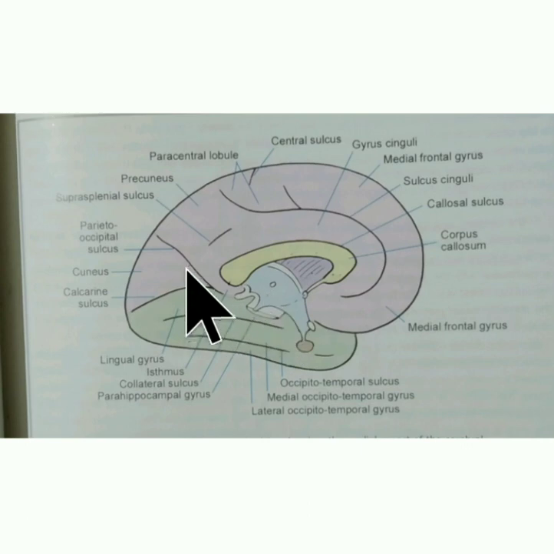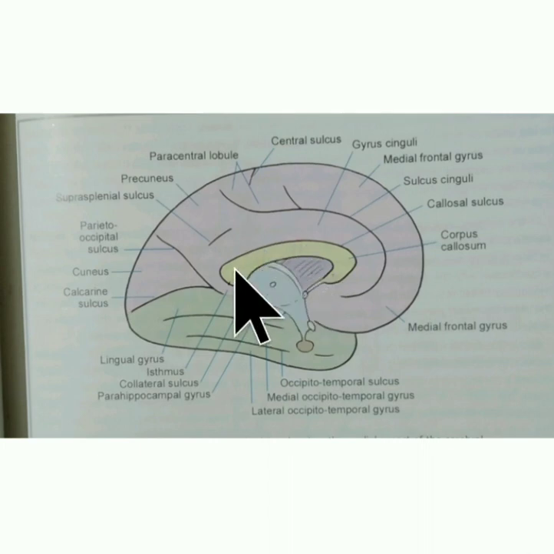The medial surface of the cerebral hemisphere: the upper part is divided by the longitudinal fissure, and the lower part is connected in the middle by the corpus callosum. First of all, we are going to look at the sulci and gyri seen on the medial surface of the cerebrum.